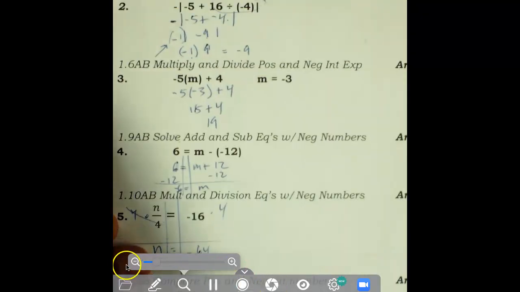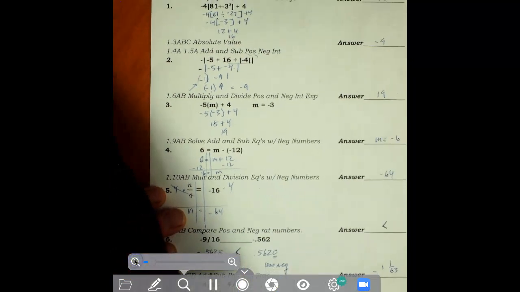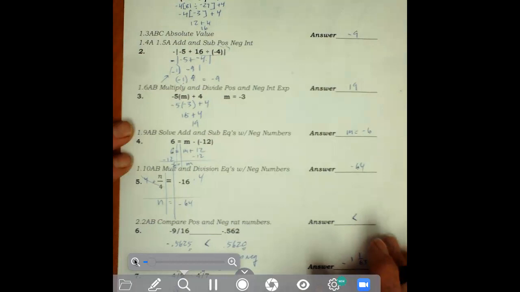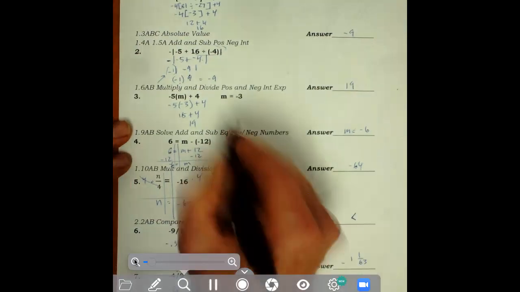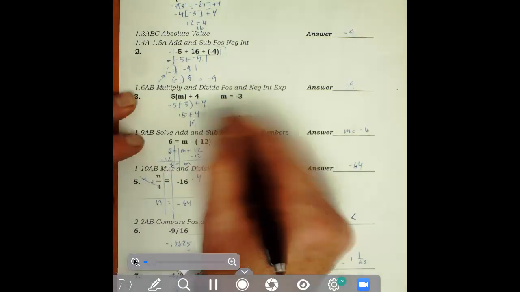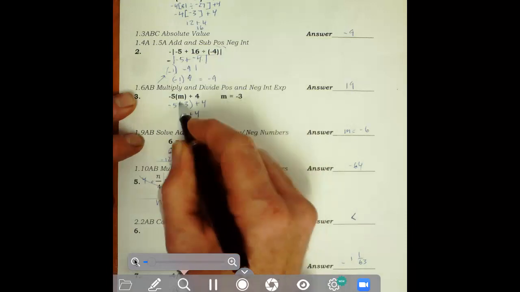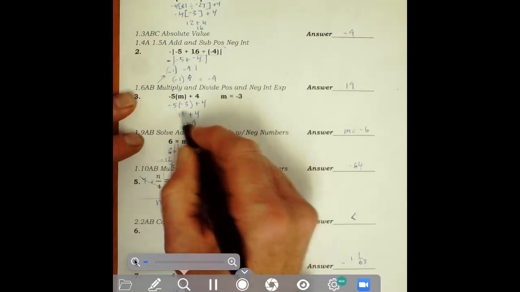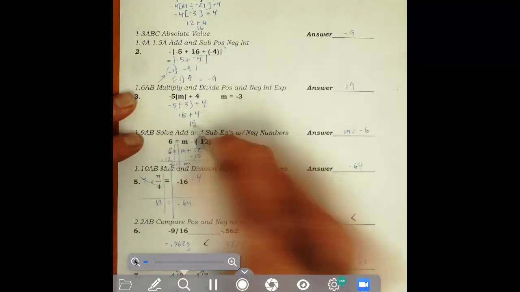The next one, let me zoom out just a touch because we're getting less work intensive here. This one here, you have to substitute in negative 3, so you have a negative 5 times a negative 3. That's 15, because 5 times 3 is 15. Negative times a negative is a positive 15, plus 4 is 19.